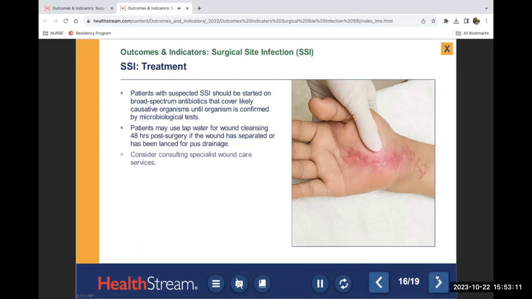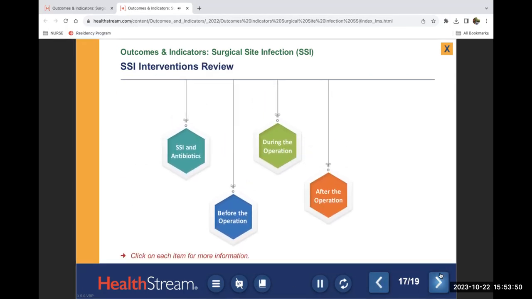Patients with suspected SSI should be started on broad-spectrum antibiotics that cover likely causative organisms until the organism is confirmed by microbiological tests. Patients may use tap water for wound cleansing 48 hours post-surgery if the wound has separated or has been lanced for pus drainage. Consider consulting specialist wound care services. Do not use Usol and gauze, dextranomer treatment, or enzymatic treatment for SSI debridement. Click on each item for more information.